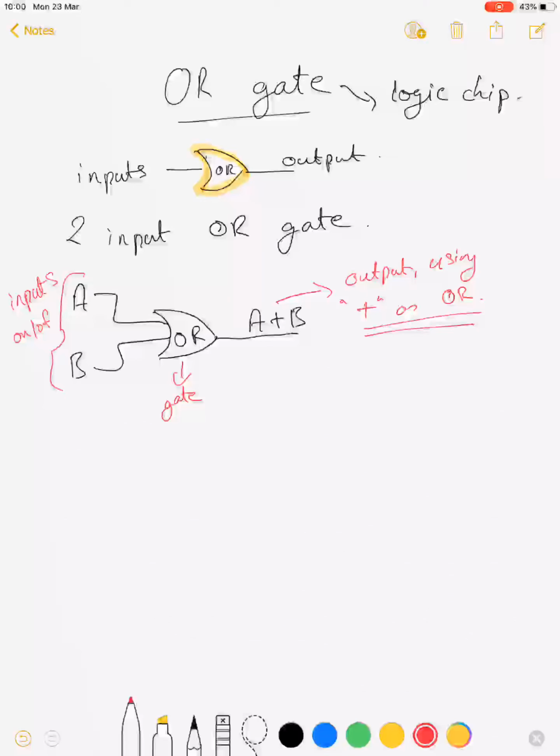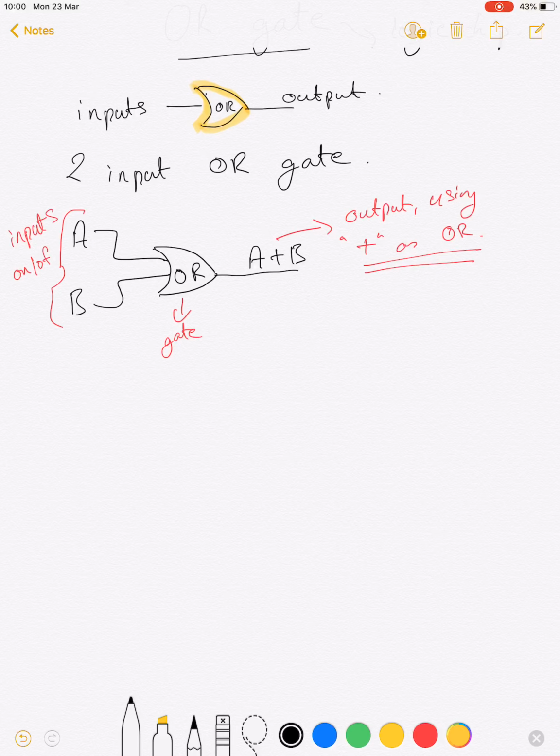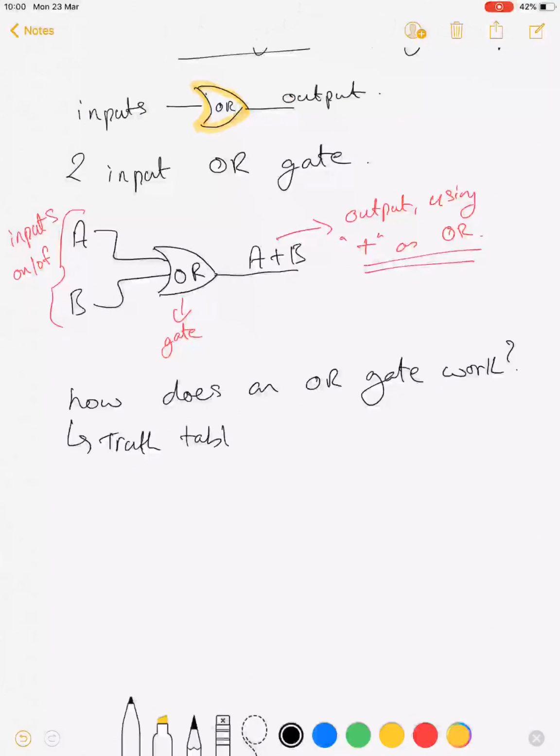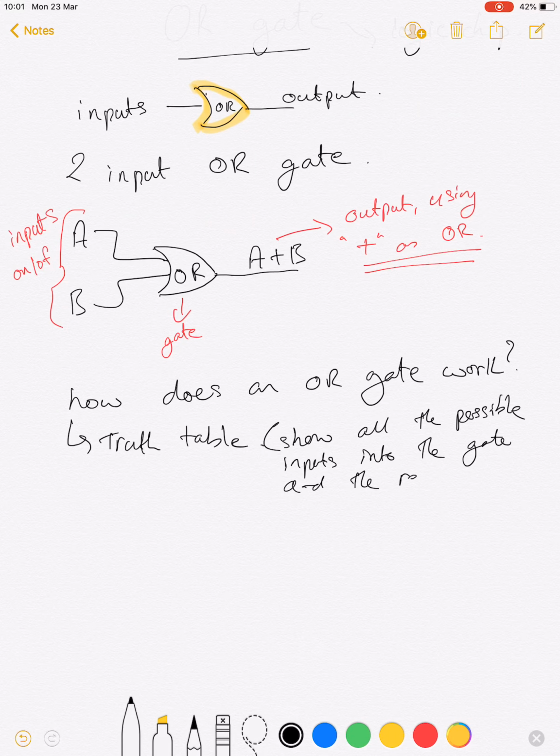So really what we need to consider is, well, how does it work? So how does an OR gate work? To do that, we need to explore the truth table for the OR gate. And the truth table shows all the possible inputs into the gate and the resultant outputs.